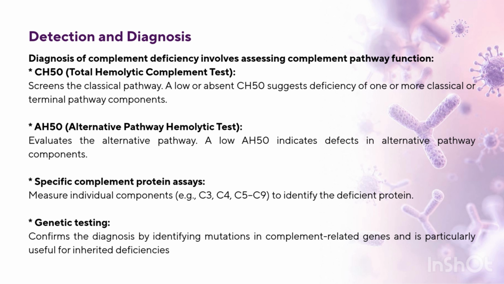If an abnormality is detected, specific complement protein assays can be performed to measure individual proteins, such as C3, C4, and C5 through C9. This helps identify the exact deficient component. Genetic testing may also be used, especially in inherited cases, to identify mutations in complement-related genes and confirm the diagnosis.